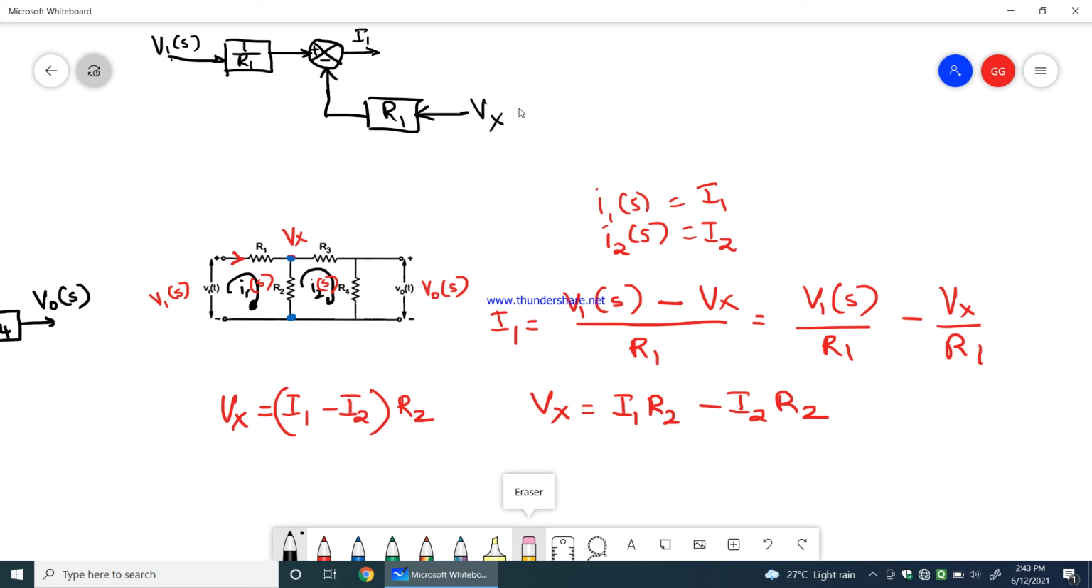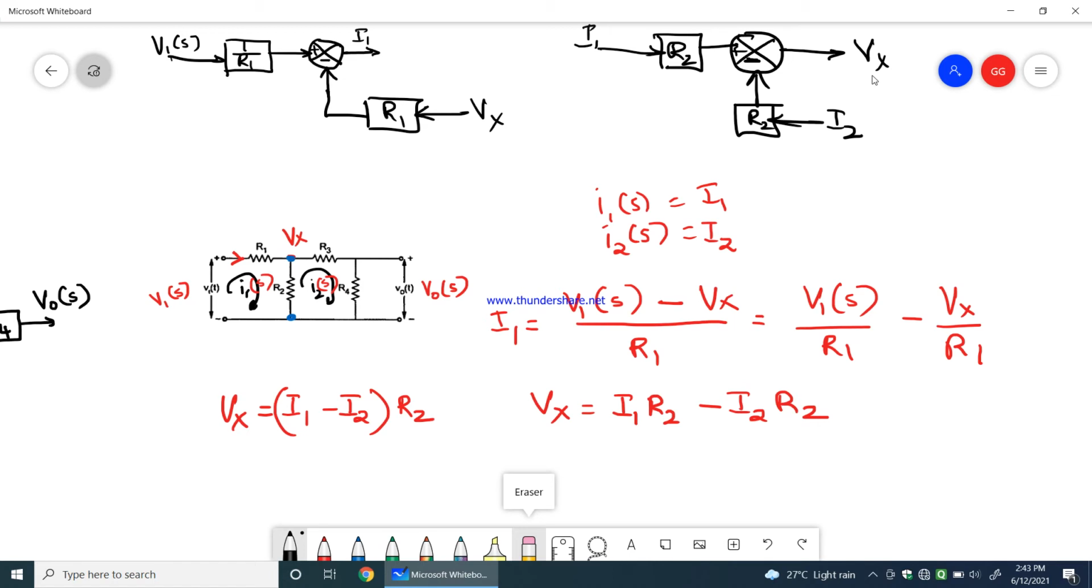So this is Vx. Now I'll write a separate block for Vx. I have I1 coming here, multiplied by R2. Then I have a summing point. This is plus, this is minus. I have R2 which is getting multiplied with I2. So I1 into R2 minus I2 into R2 will be equal to Vx. Now this is the block for the equation of Vx which we wrote.